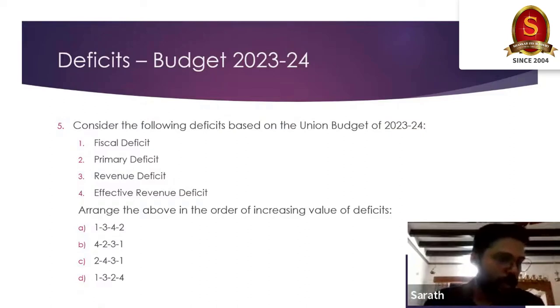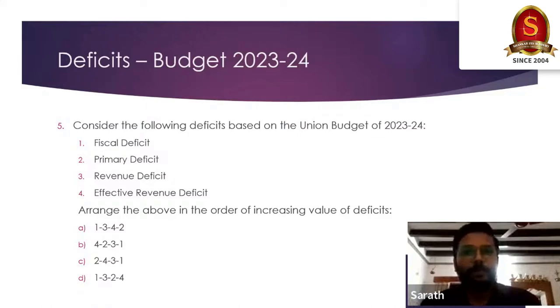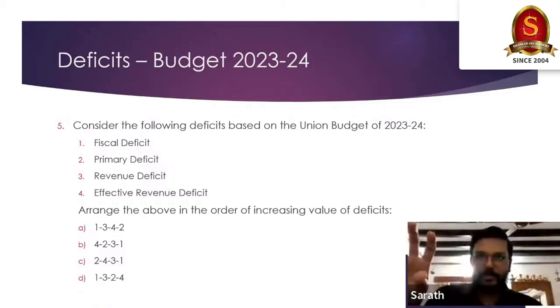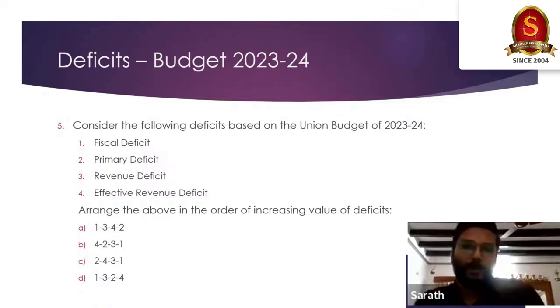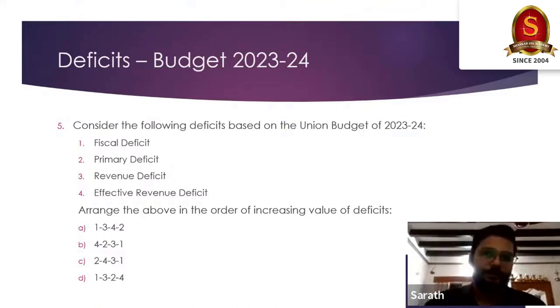Once more about effective capital expenditure. Effective capital expenditure is nothing but capital expenditure plus grants for asset creation. If you remember the formula for effective revenue deficit, it is revenue deficit minus grants for asset creation. Because you're subtracting it from revenue expenditure, you need to add it somewhere. So you're adding it as part of capital expenditure, and the government is claiming it to be effective capital expenditure because that grant is used for asset creation. Effective revenue deficit, effective capital expenditure.